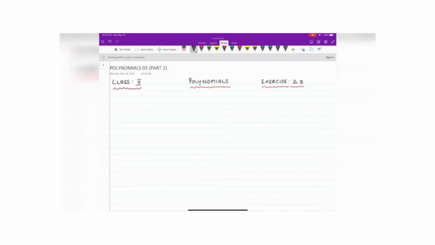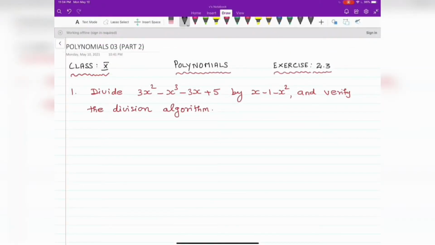Here we go. The first question goes like this. Here you have to divide 3x square minus x cube minus 3x plus 5 by x minus 1 minus x square, and then you have to verify the division algorithm. Actually speaking, this question is taken from your NCERT book example question. Let's do it now. Solution.